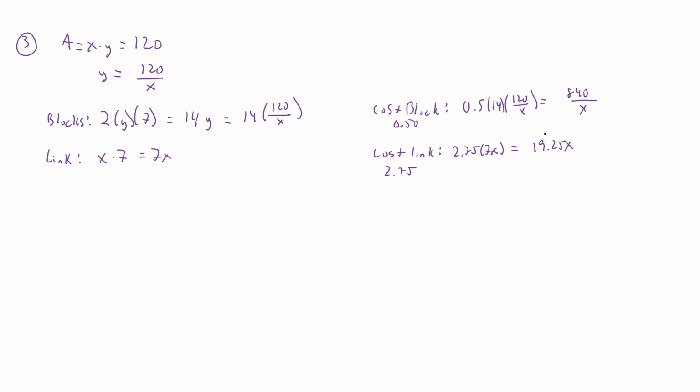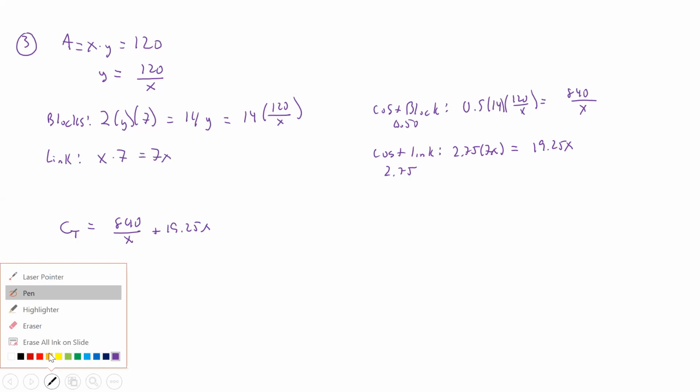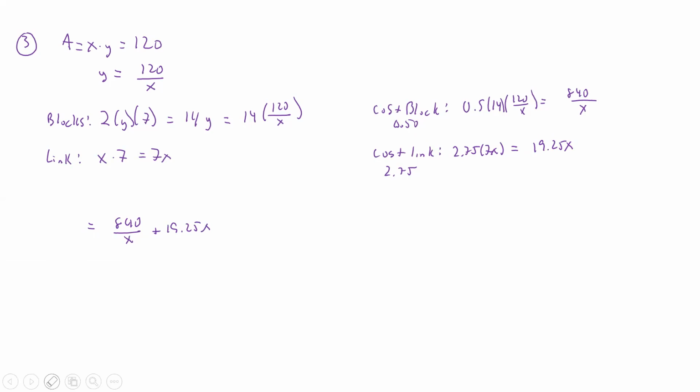Okay. Now, let's see here. If we take this cost plus this cost, we'll get a total cost. So total cost is equal to 840 over x plus 19.25x. And that's our cost. Again, we should put this as a function so we know it's a function. So it's going to be C of x total.